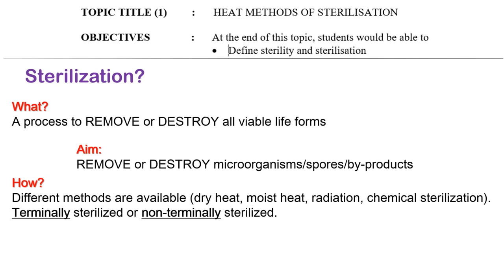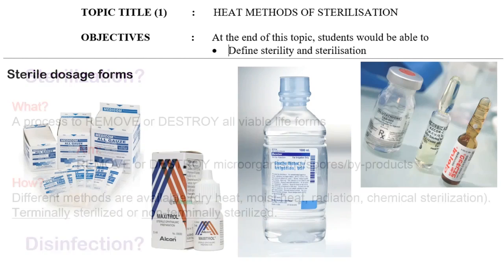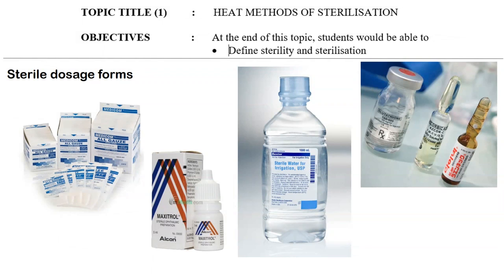So how can we do sterilization? There are different methods available, and the different methods will be suitable for different types of products. So we have heat-based and non-heat-based. We can also do it terminally or non-terminally. Terminally sterilized means the sterilization process is conducted after the product has been transferred into the bottle or the final packaging. Non-terminally sterilized means the sterilization happens before packaging. So these are different types of sterile products or sterile dosage forms.